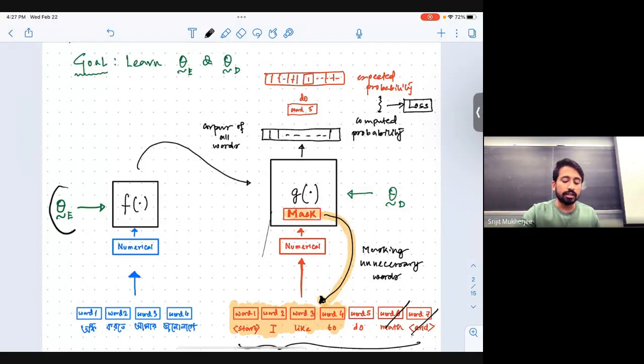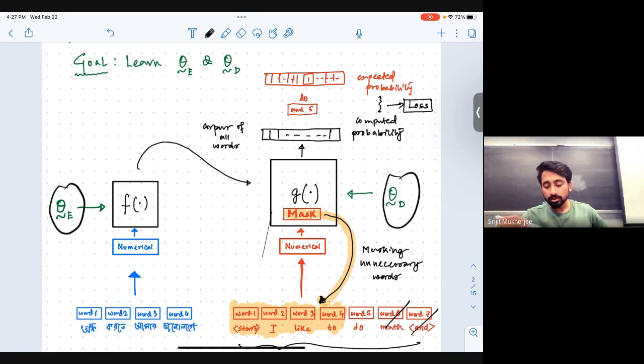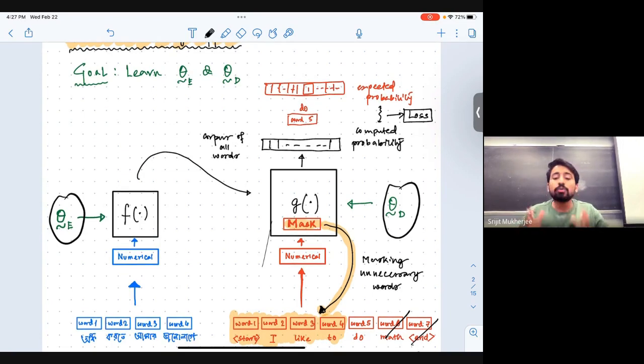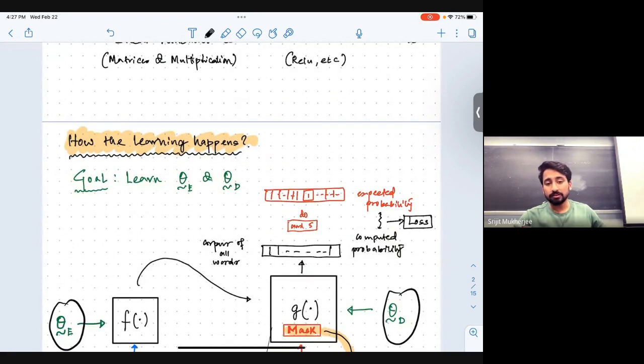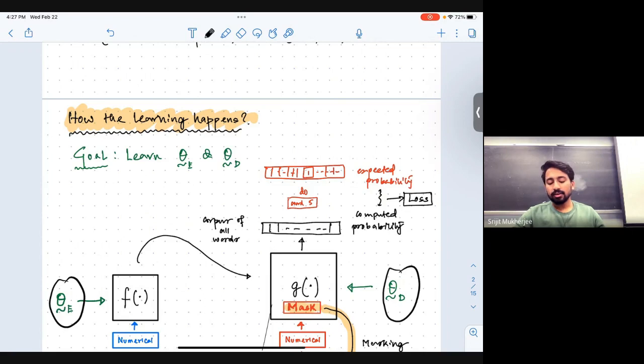So our goal is to learn, as I have told you, theta e and theta d. So you input this subset of the sentence, "I like to", and it's expected to learn the word "do". So it's changing the numerical representation, and the mask is presented, so that the entire sentence is inputted, and the mask makes the model take just the first four words. Then again it's inputted into the function, which computes everything, all the jargon, and after that what is outputted is a corpus of all the words and their corresponding probabilities.